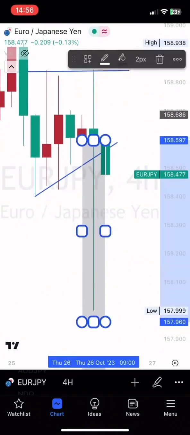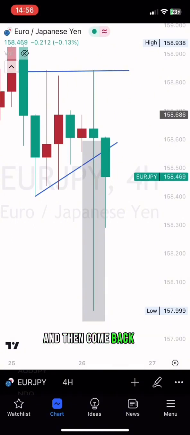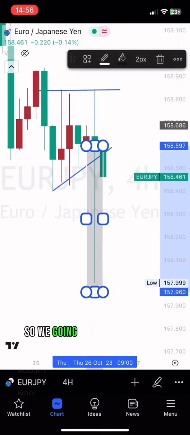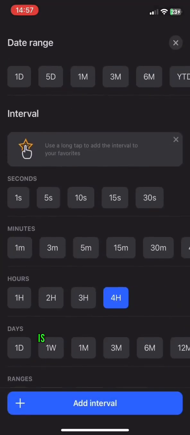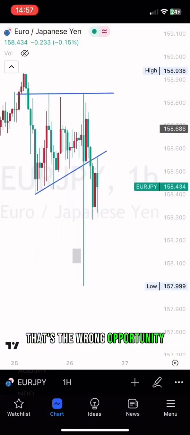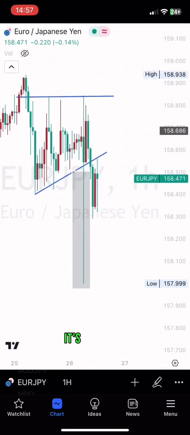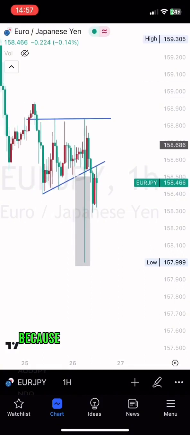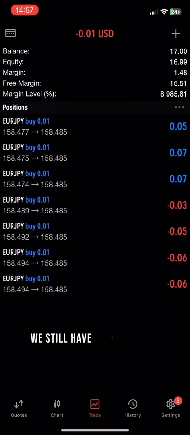Which means the next candle is going to go down and then come back up, because they know people like us who like money will be selling very hard, since we have seen some form of flag that is going to be going down. But that's the wrong opportunity. There's a long wick here, so if there's a breakout there, it's not valid, it's not powerful. It's not powerful to break that long wick, because to the higher time frames, the wick has indicated that we still have bullish power.